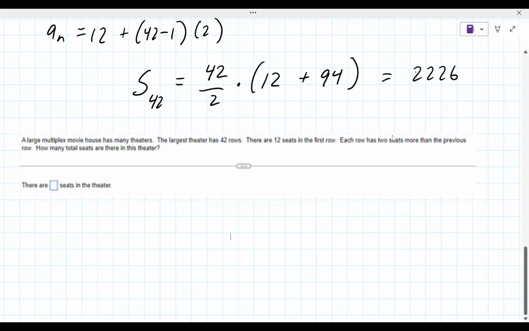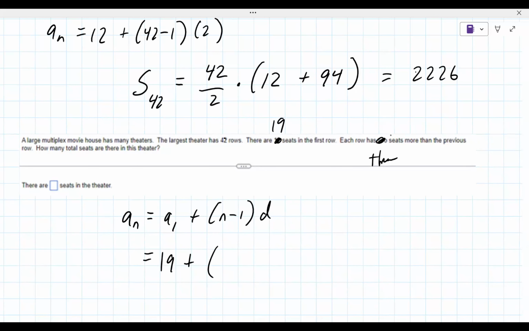It is 42 rows, 19 seats. Each row has three more seats than the previous row. Okay. That's good enough here. It's the same as before. We're going to go A_N equals A_1 plus N minus 1 times D. The first row has 19. There are 42 rows, and the difference is 3 between each row.